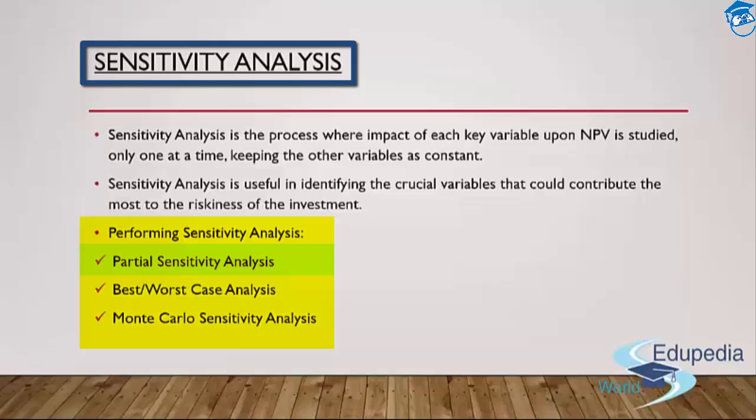Moving on to the second one, that is the best and worst case analysis. Guys, in this particular approach, we select the best case and the worst case, and then we go ahead with discrete scenarios, wherein we study the effect of a change in one variable on the final outcome, and we keep all other variables constant.